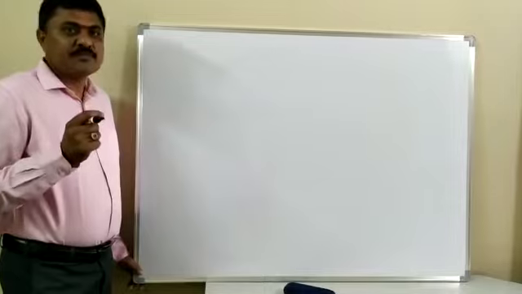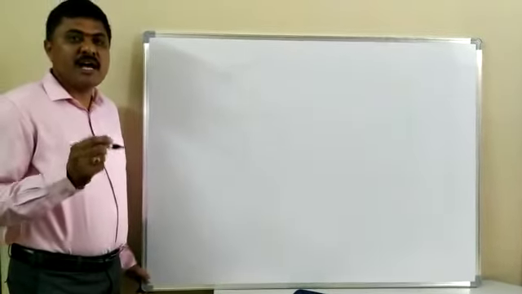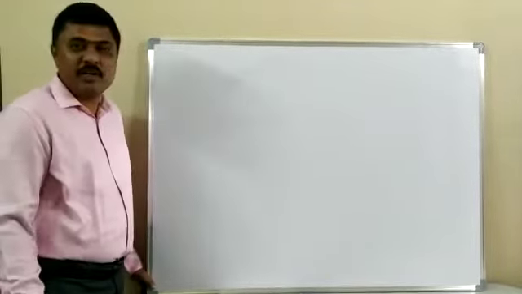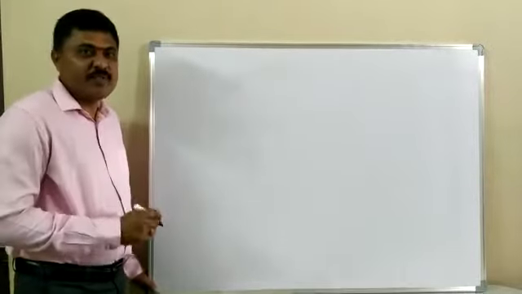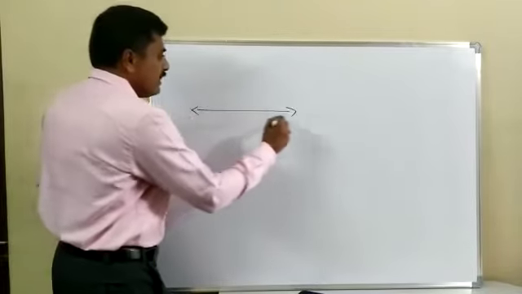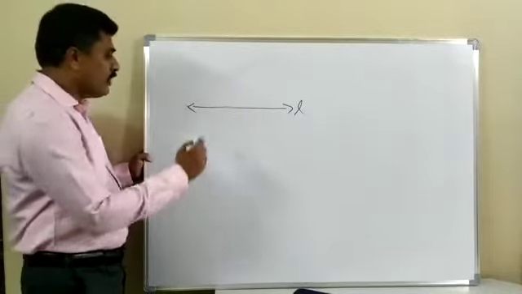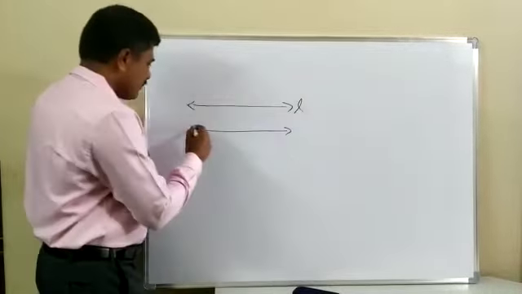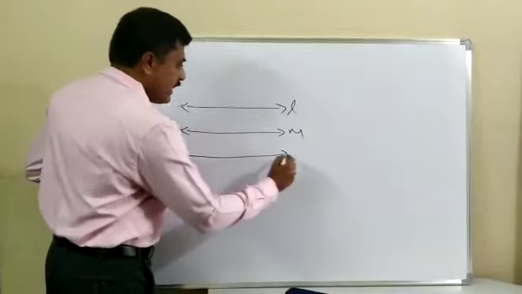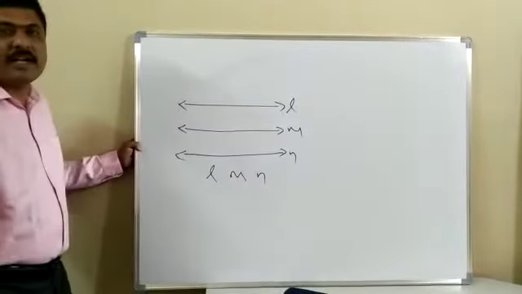Now today in this video I am explaining more about lines. In yesterday's video, that is the previous video, we saw what a line is. Here I am taking one line. It is a line. Lines are represented only by small letters. One more line I am drawing, that is M. If I draw one more, it becomes N. Now here L, M, N, three lines I have taken.